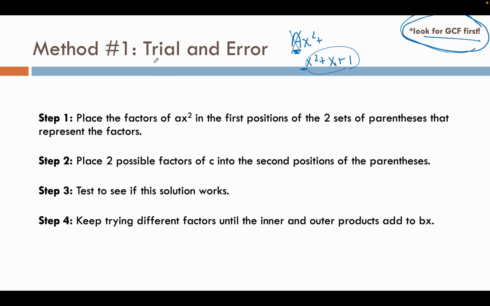So if we're trying this method number 1, which is trial and error, the very first thing you have to do is place all of the factors of ax squared in the first position of the two sets of parentheses.